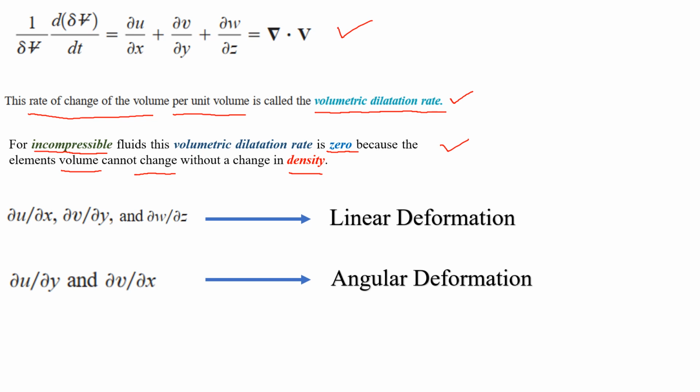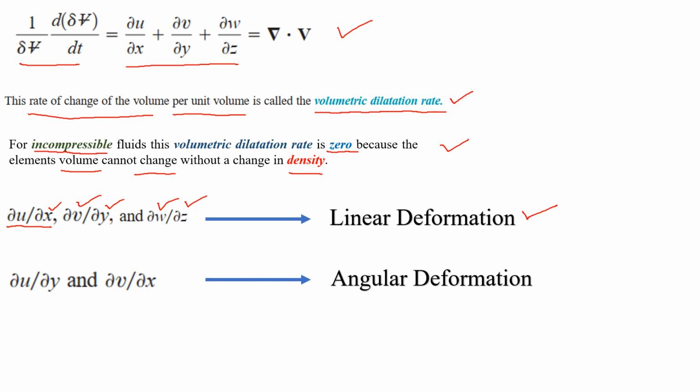And let's see what linear deformation is and how we defined it. So linear deformation was equal to these terms, as we saw: the change in velocity along its particular axis. That is the change in the x component of velocity along the x axis, the change in the y component of velocity along the y axis, and the change in the z component of velocity along the z axis. So if the velocity changes along its corresponding axis, that will be linear deformation.